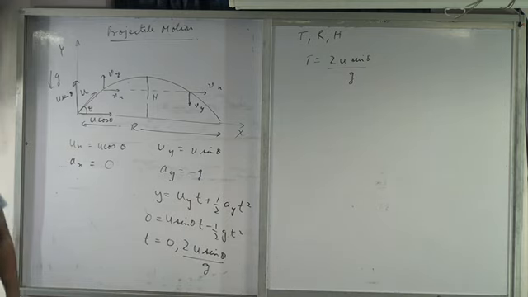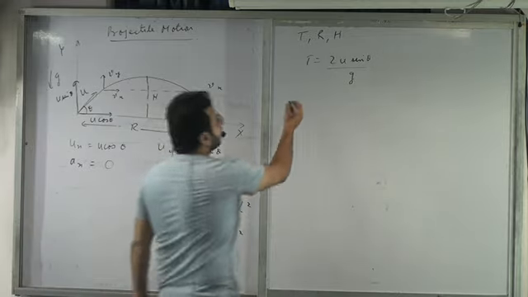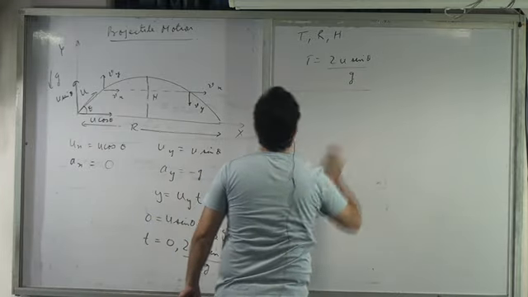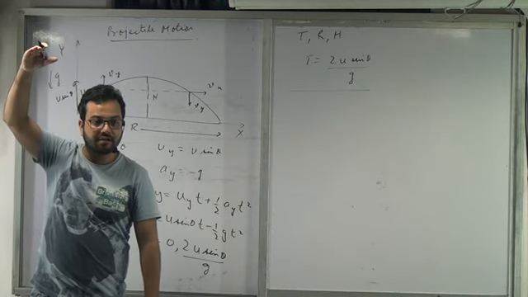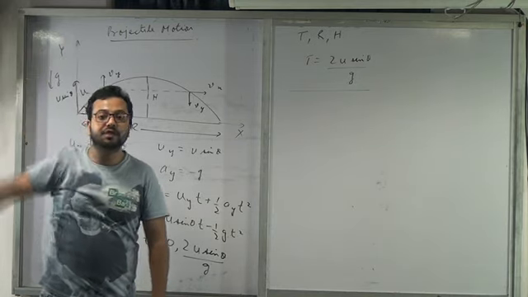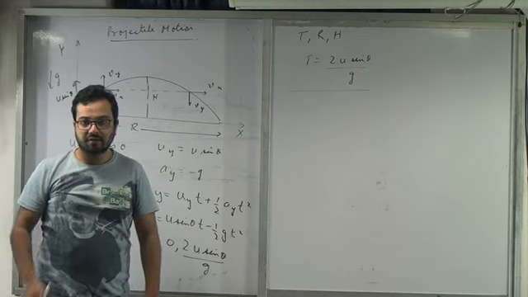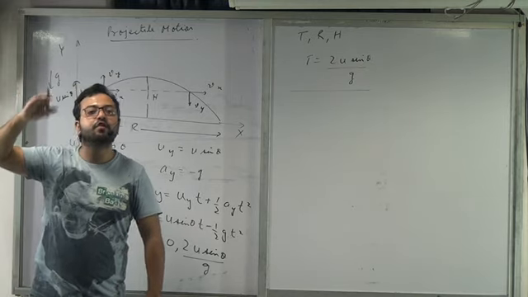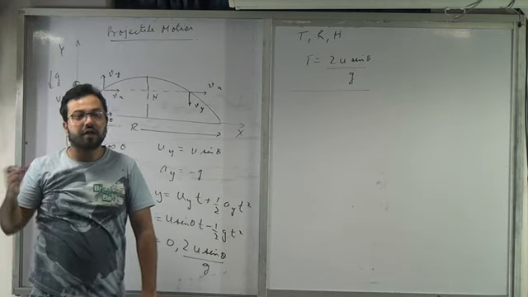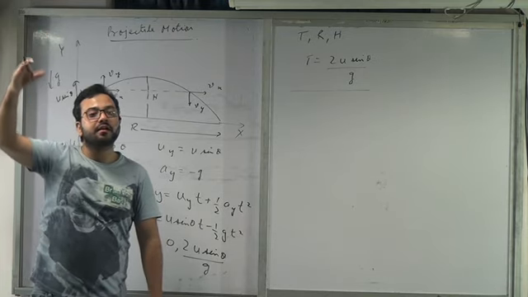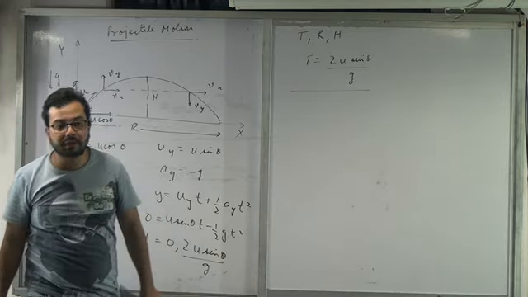U sin theta by g. You are absolutely right. How can I find the time of ascent? Till what time is the projectile ascending? Till the time its vertical velocity becomes 0. When the vertical velocity becomes 0, is it going to move up? It's not. So till what time is it ascending? Till the vertical velocity becomes 0.